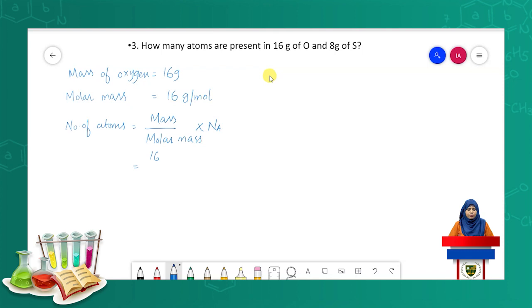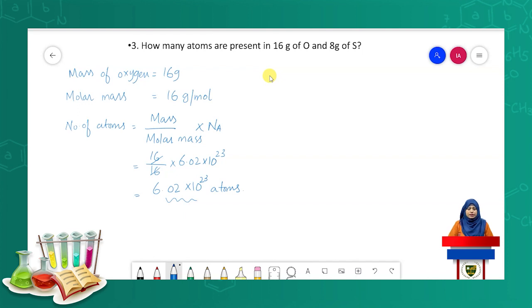Mass is 16, molar mass is also 16, and multiply by Avogadro's number. And we know that your answer would be, and don't forget to mention atoms over here. So ये तो हुए हमारे number of atoms present in 16 grams of oxygen. Since 16 gram mass is equal to its molar mass, so number of atoms would be equal to its Avogadro's number. But let's see how many atoms are present in 8 grams of sulfur.